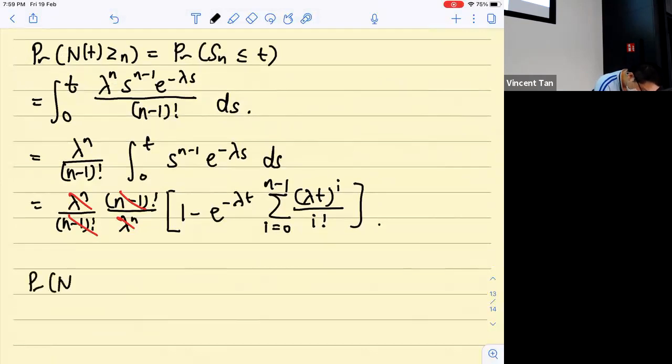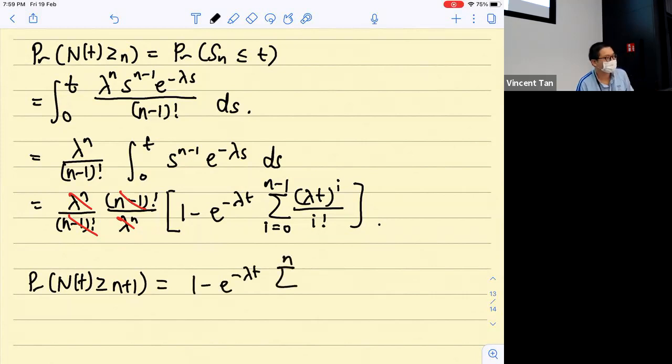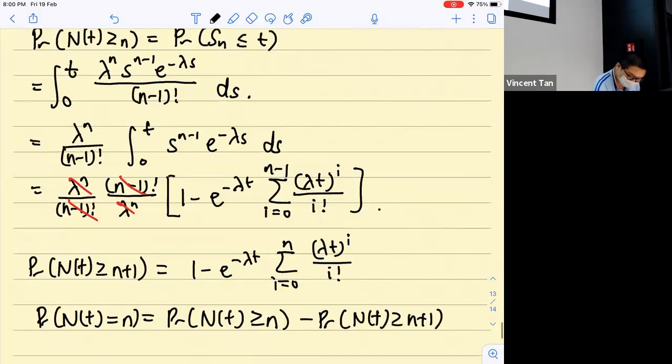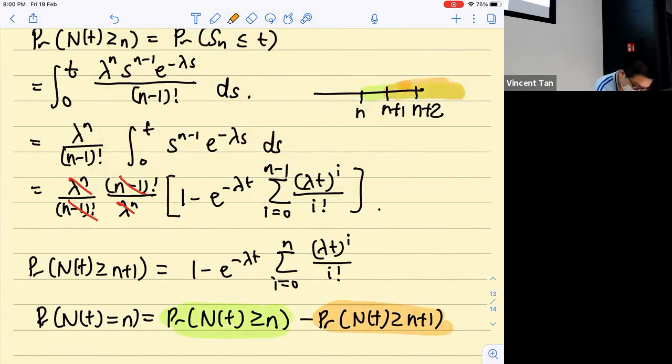Why don't we do the probability of N_t bigger than or equal to n plus 1? Okay, yeah. You just replace the n by n plus 1. So the top becomes n. Okay, good. So our PMF, this is equal to n. That's what we want. But this is exactly the probability of N_t at least n minus N_t at least n plus 1. Right? The picture is as follows. This is n plus 1, this is n plus 2. This part here is everything up to here. So you're left with your lovely n, which is this part here.